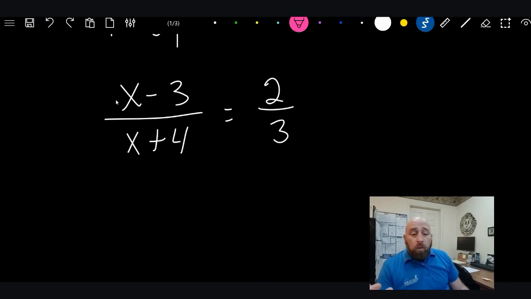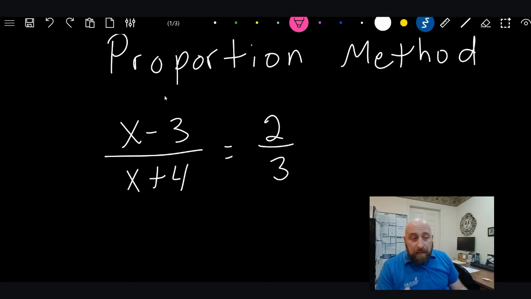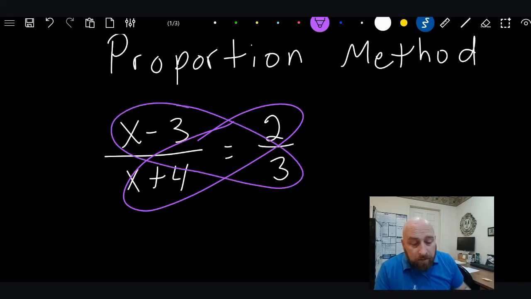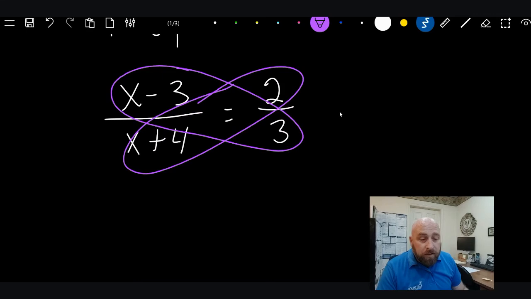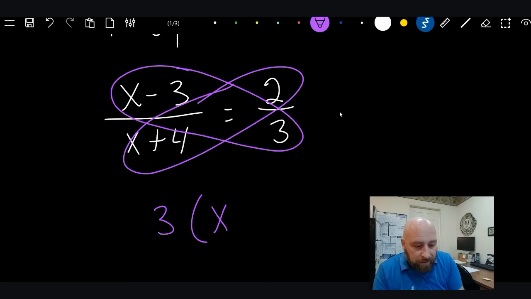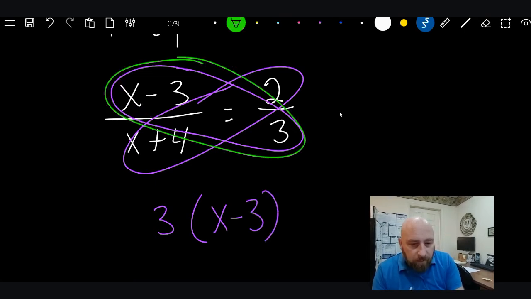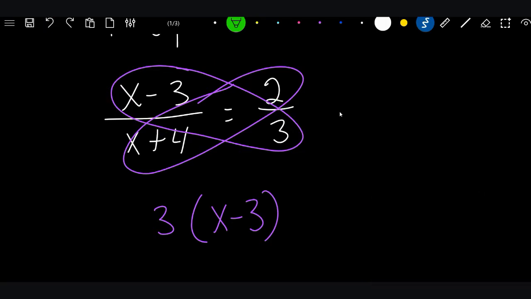Now, what we can do is add it to algebra. We'll take this and multiply it, and it will equal this, because the means always equal the extremes. This is something that we've learned. So let's start with this one, and let's set it up so it's distributing. 3 times x minus 3, that's this guy, equals, and then we'll do this one, 2 times x plus 4.